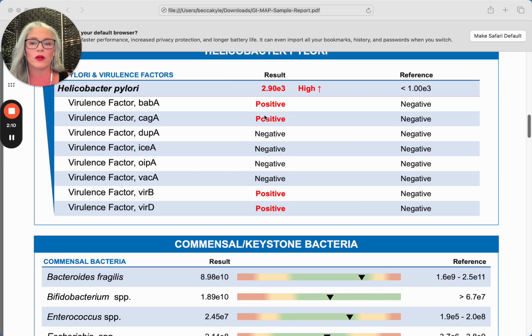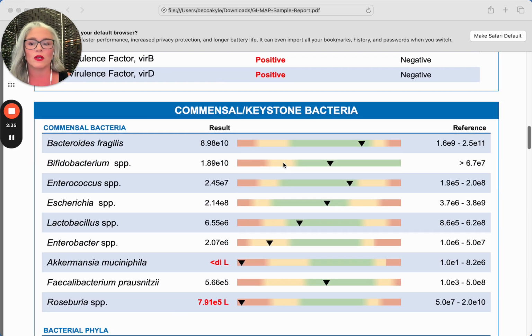Now, H. pylori, yes, it can cause a lot of problems that are more like reflux, stomach pain, bloating, ulcers, things like that. Now, if you have some of these virulence factors, what that does is it makes that H. pylori more impactful. So what I love about this lab is it's not just positive or negative for H. pylori. Is it high? Is it moderate? Is it low? How much of an impact is it making on your body?